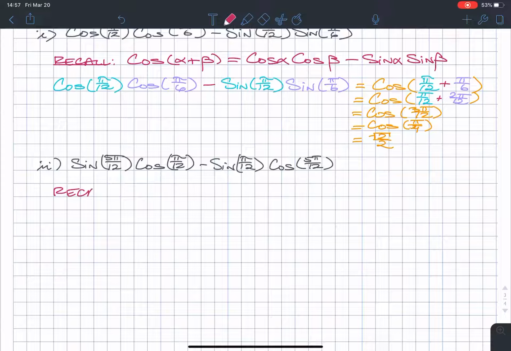Since this has both sine and cosine in each term, I know it's a sine. And since sine corresponds to the SIGN, this should be first minus second. So this sine of alpha minus beta was sine of the first, cosine of the second, minus cosine of the first, sine of the second.